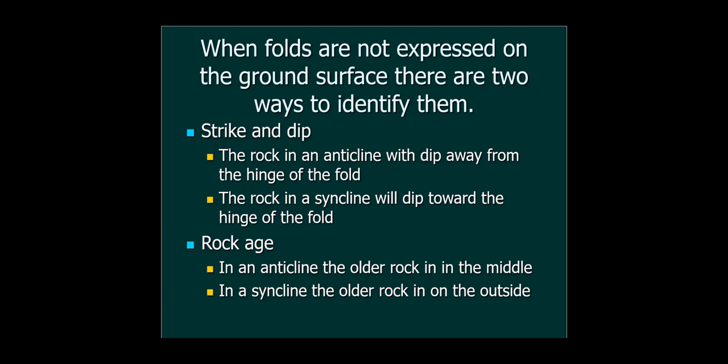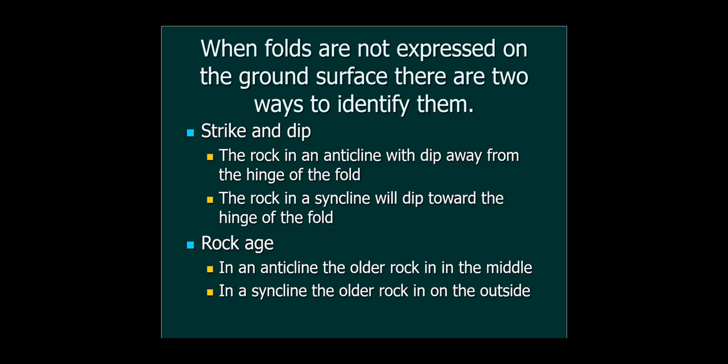Okay, we're back. And so once again, two ways to tell an anticline from a syncline. The first is strike and dip. In an anticline, the dip direction is away from the center of the fold. In a syncline, the dip direction is toward the center of the fold. But folds get flipped over. But in an anticline, the older rock will always be in the middle, because that middle rock gets pushed up. In a syncline, the older rock is on the outside.